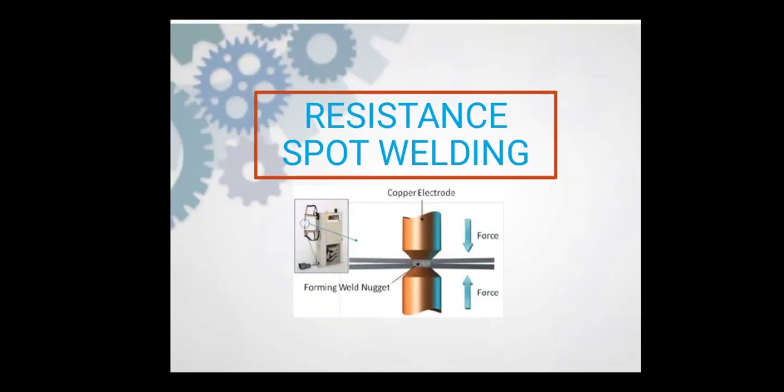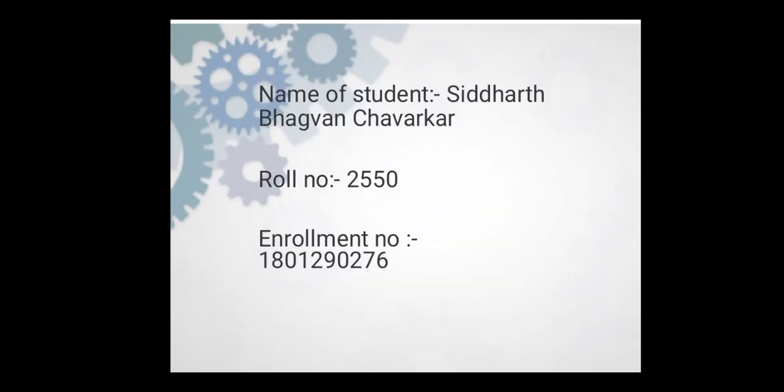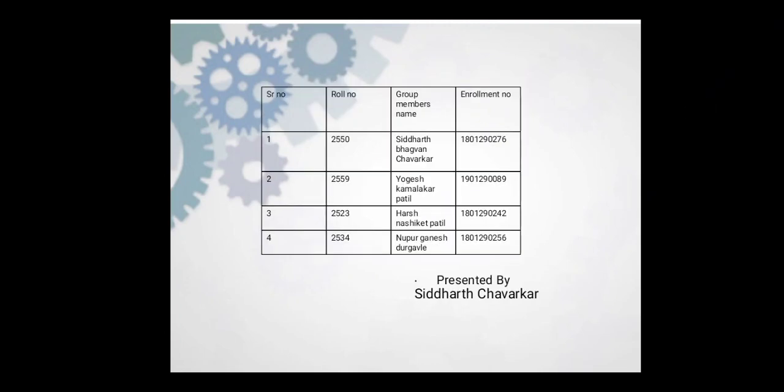Today I will discuss and explain our micro project topic with the help of our subject teacher. First of all, I will introduce my project topic. My project topic name is resistance spot welding. I will introduce myself. My name is Siddharth Savarkar. This is my project group members list that helped me in this micro project, and the project is guided by our subject teacher, S B Sawan sir.